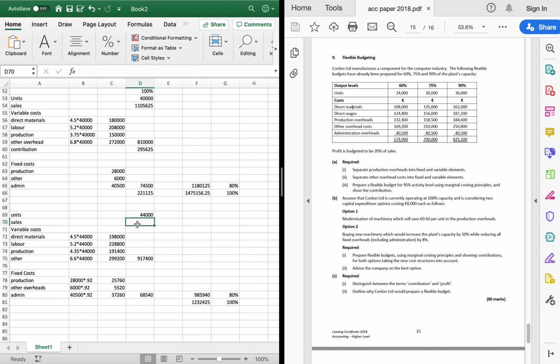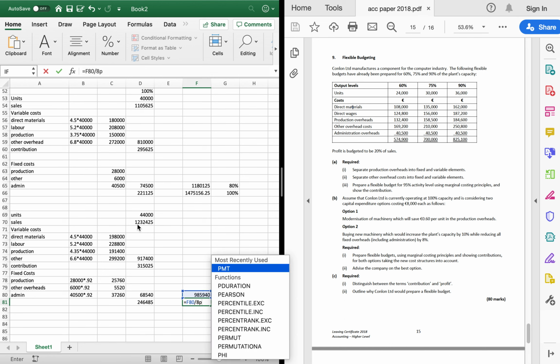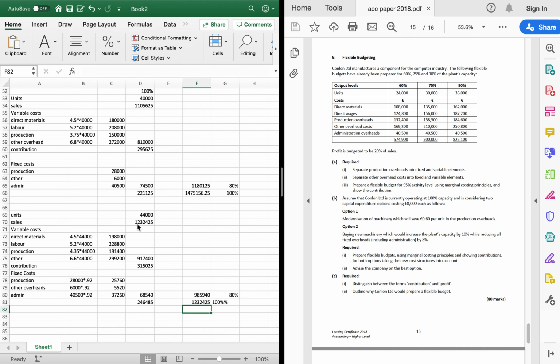So 1, 2, 3, 2, 4, 2, 5. And you can just work down. So your contribution, which it's specifically asked for, 1232425 minus 917400 is 315025, and 315025 minus 68540 is 246485. Sorry, just let me get down my 100%. Do this again for you. The numbers changed as I slotted them in. Okay.